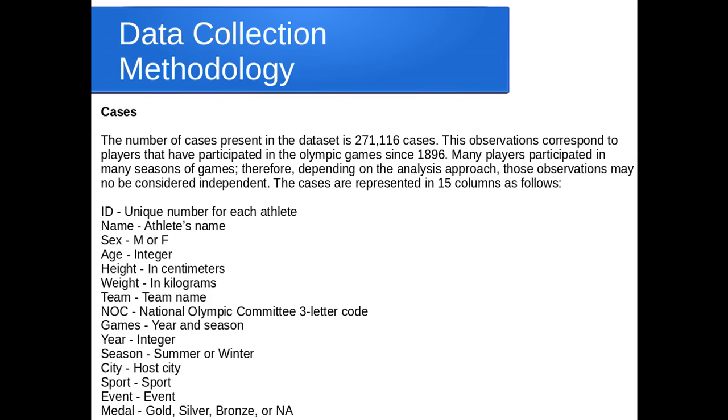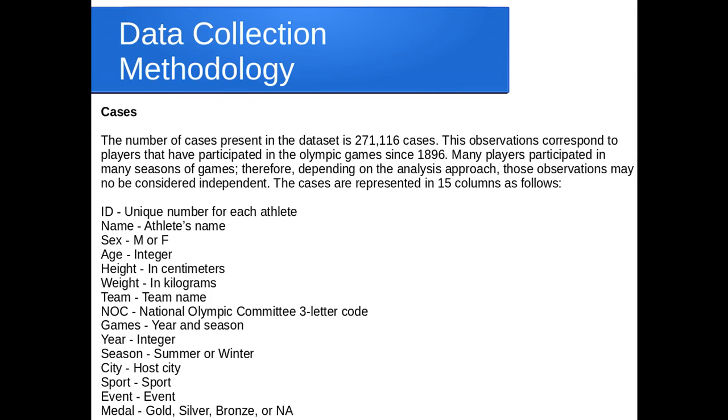For the data collection methodology, or basically the description of the dataset, this dataset contains 271,116 cases. These observations correspond to players that have participated in the Olympic Games since 1896. A few of the attributes present in the dataset are, for instance, the name, the gender of a player, the age, the height, the weight, the country to which that player belongs, and the year and the medal that that particular player won in that competition, if any.